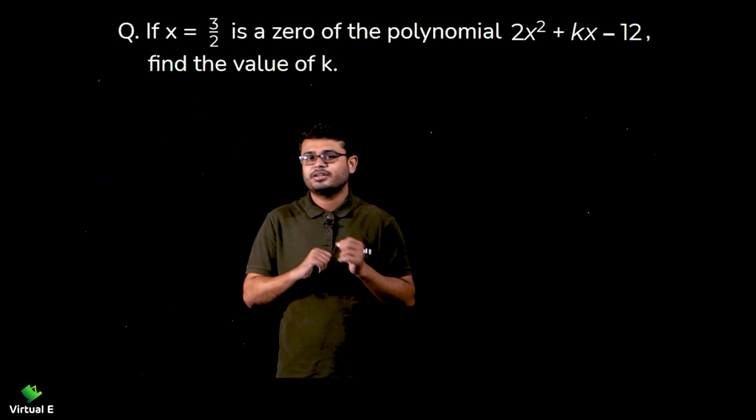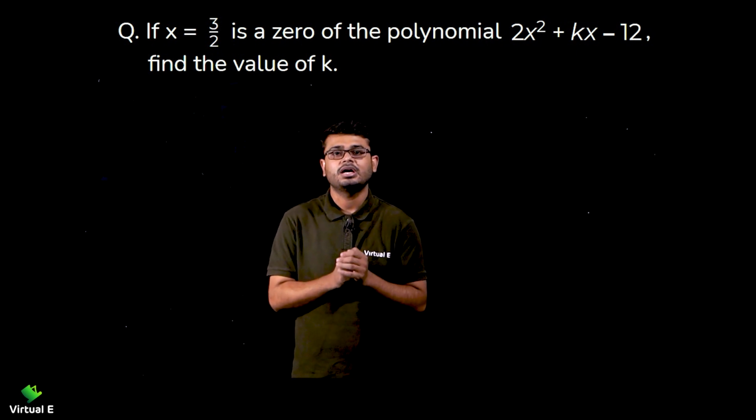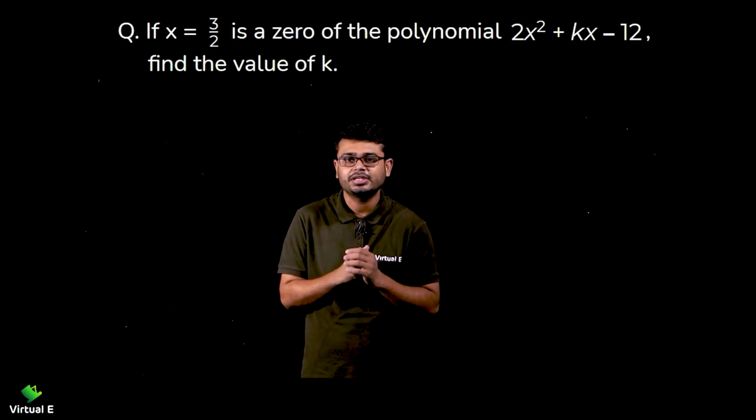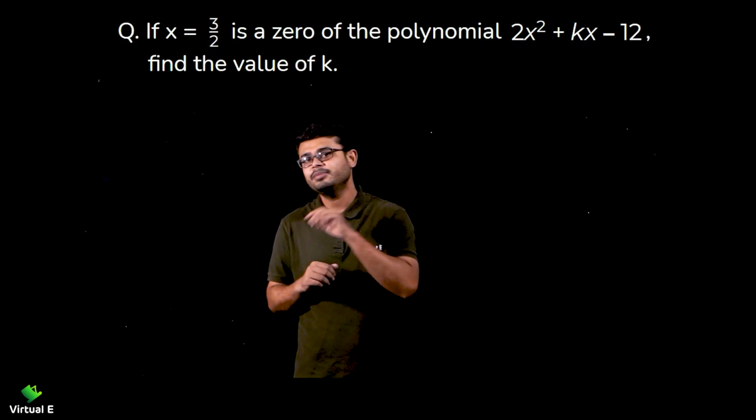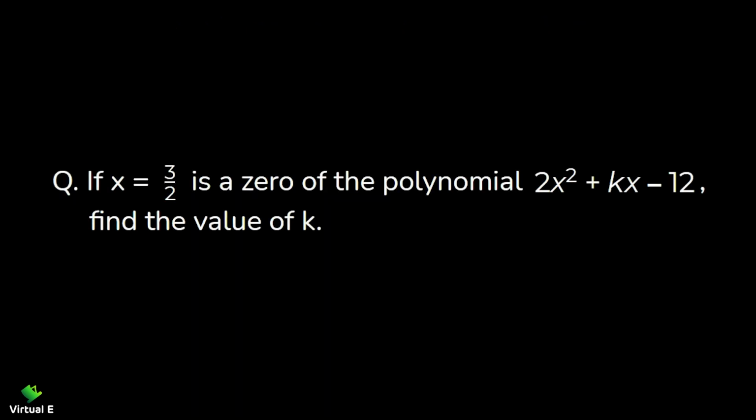Now let's do very interesting questions, right? So far we were verifying the zeros. Now we have zeros in the question and we need to find the unknown in the polynomial. That is the reverse of what we were doing so far, right? Let's start. If x is equal to 3 by 2 is a zero of the polynomial 2x squared plus kx minus 12, find the value of k.